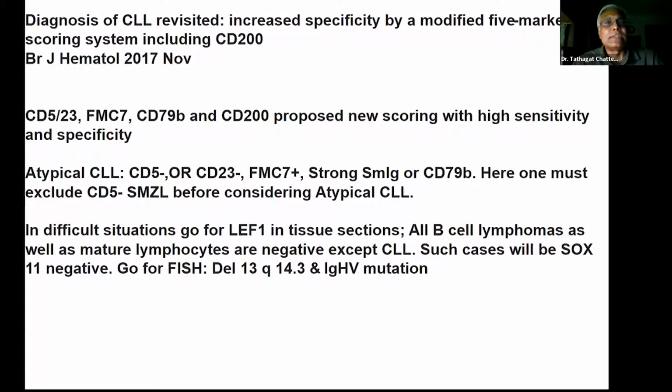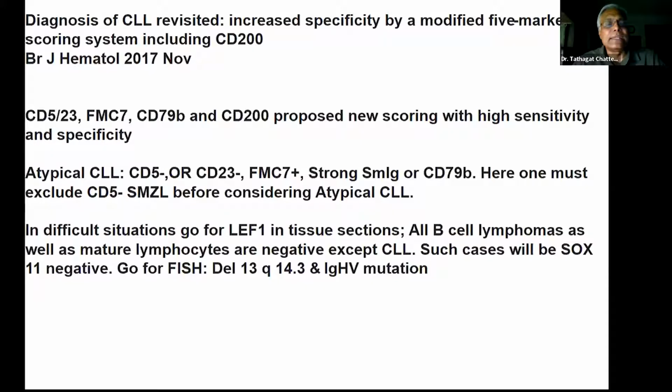Now, when you see this article, Diagnosis of CLL Revisited, in the British Journal of Haematology of 2017, they have increased the specificity by a modified 5-marker scoring system. They have used CD5, CD23, FMC7, CD79B, CD22 proposed, and CD200 has also been implemented.